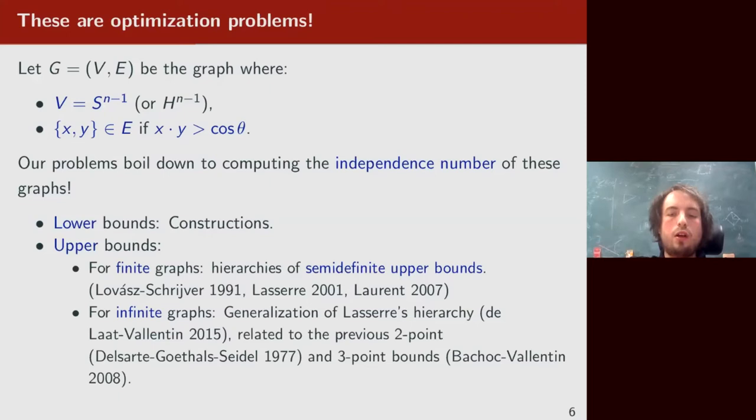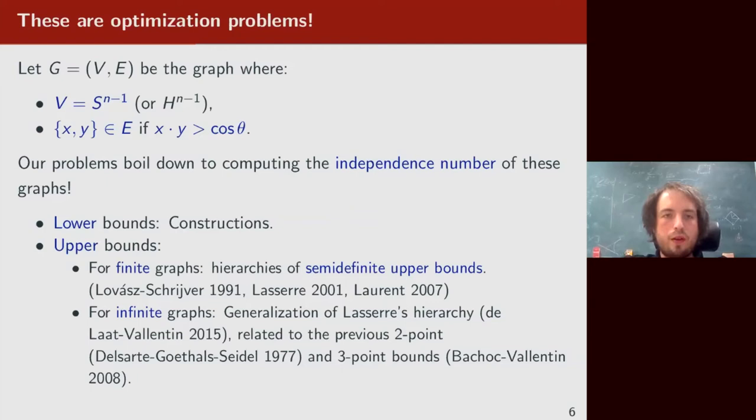Okay, and this is actually related to some previous bounds, known as the two-point bound from Delsarte, and also the three-point bound from Bachoc and Vallentin. But you can see these as the first steps of a hierarchy of SDPs to compute bounds on the independence number of infinite graphs. Okay, so now I just want to give you an idea of how these bounds work, like this two-point bound and three-point bound.